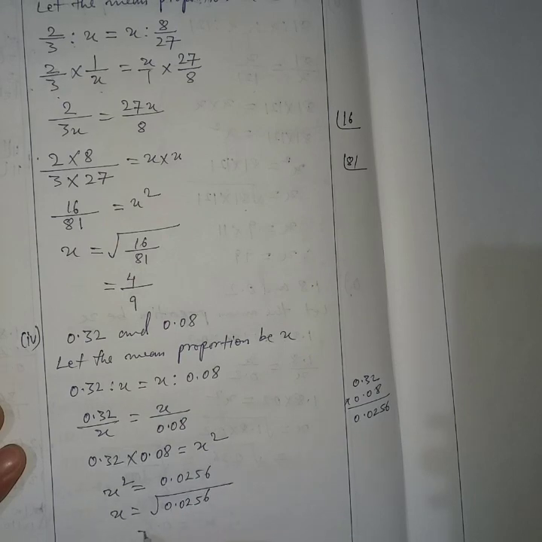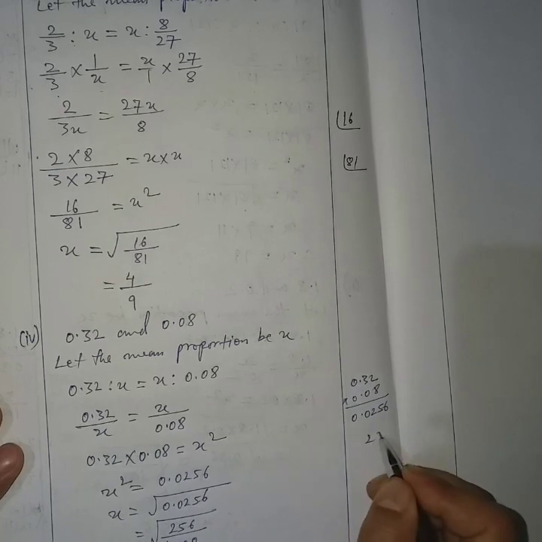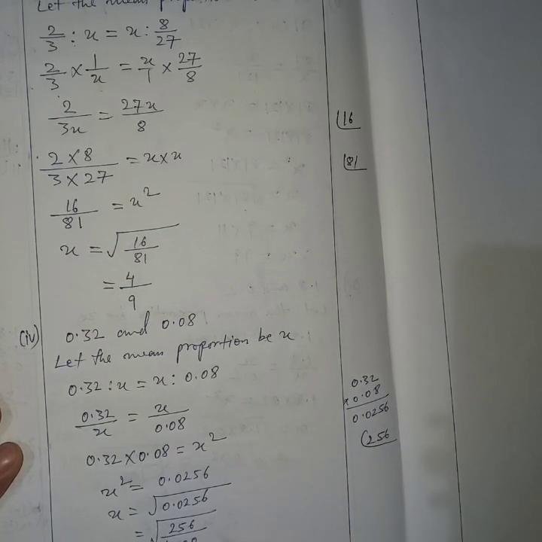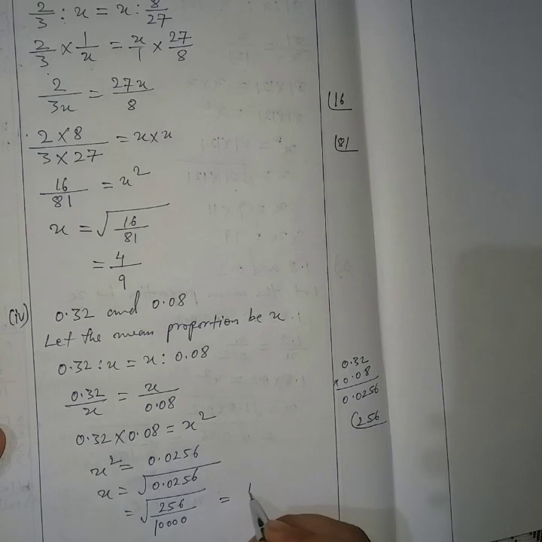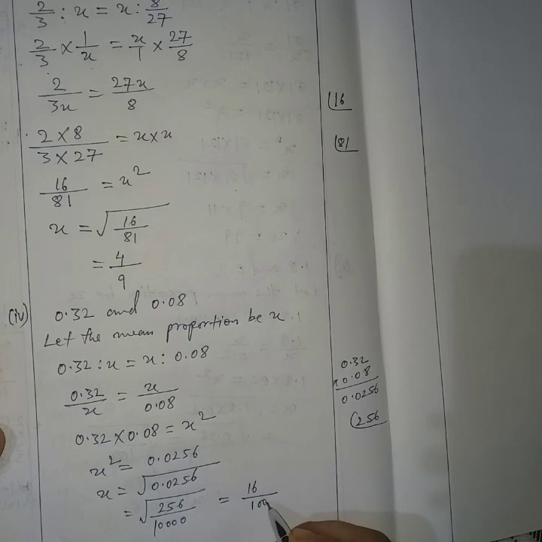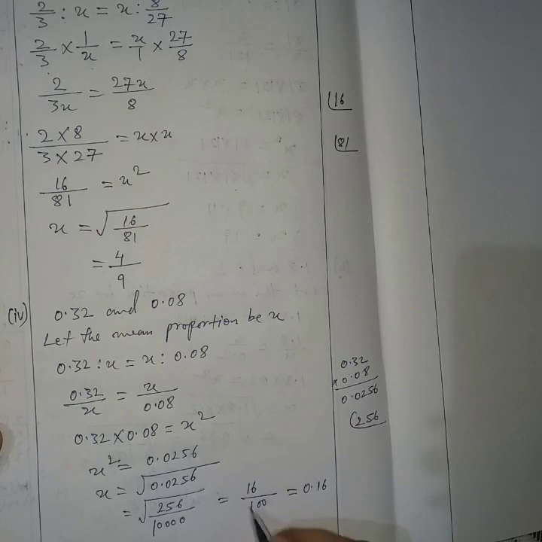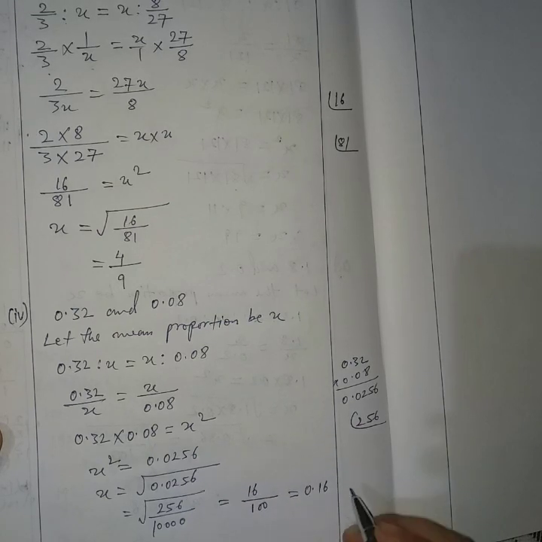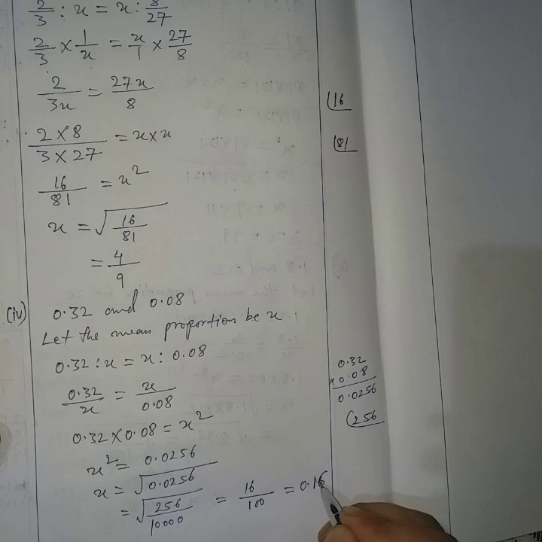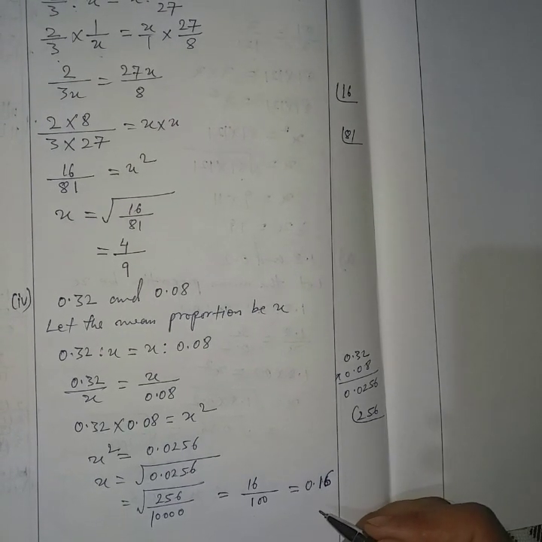Change this decimal: 0.0256 is 256 divided by 10,000, with 4 zeros here. The square root of 256 you find out here, you will get 16, and the square root of 10,000 is equals to 100. So put the decimal here, 0.16. Changing this fraction to a decimal number, we are getting 0.16.